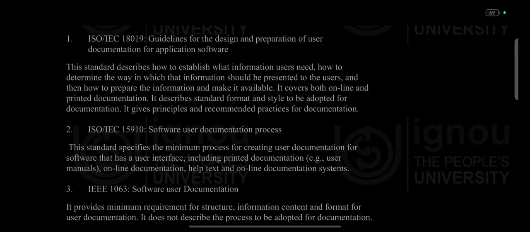Number 2, ISO/IEC 15910 Software User Documentation Process. This standard specifies the minimum process for creating user documentation for software that has a user interface, including printed documentation, for example, user manuals, online documentation, help text, and online documentation systems.